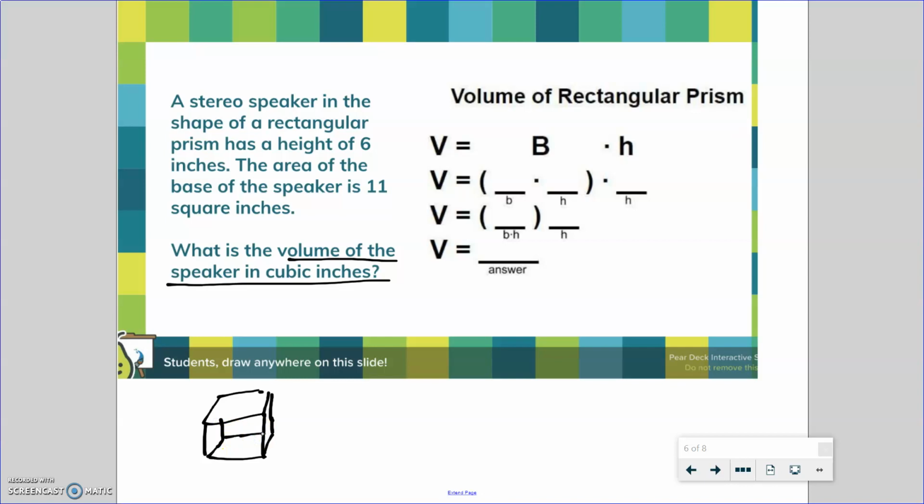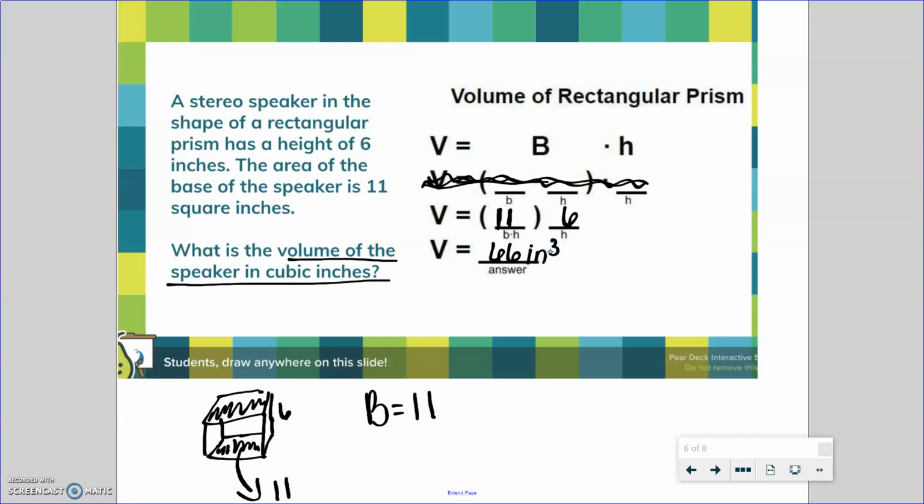Have a picture of a rectangular prism. The area of my base, so I shade my base. The area of my base is 11. Okay, so big B is equal to 11. The height of the prism is 6. So here, we're going to skip this step because we already know what the area of the base is. The area of the base is 11. So we're going to put 11 here and then 6. 11 times 6 gives us 66. So the volume is 66 cubic inches.